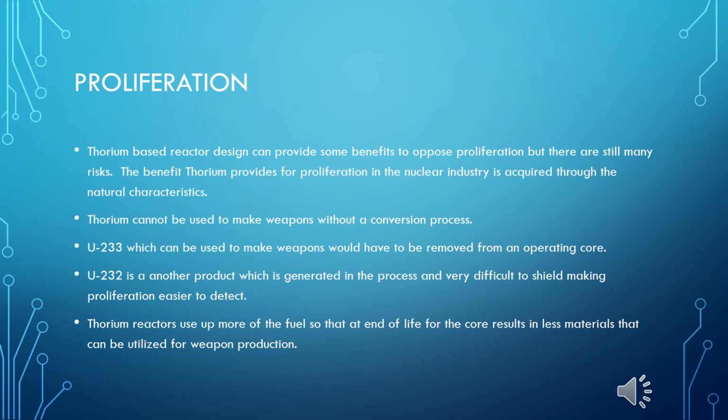In thorium reactors, they also use up more of their fuel. That's one of the benefits: you get more energy out because you're using more of the fuel itself through the nuclear process. So after the core has run its core life and the fuel is nearly all used up, there's less material that you can use to make weapons. So proliferation in thorium, it's a great technology. It's more difficult to make these weapons of mass destruction.